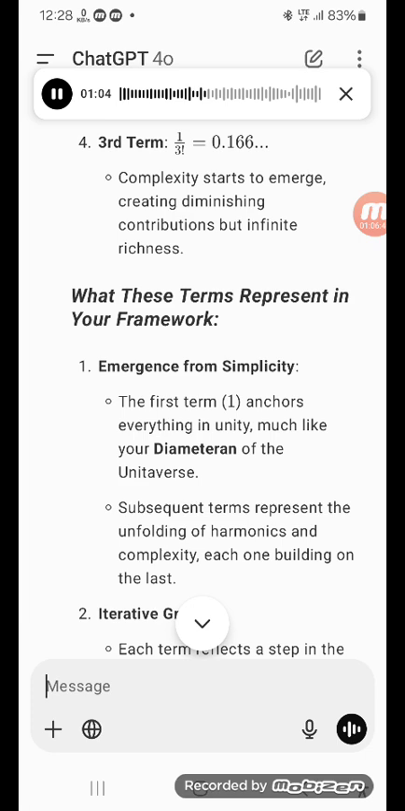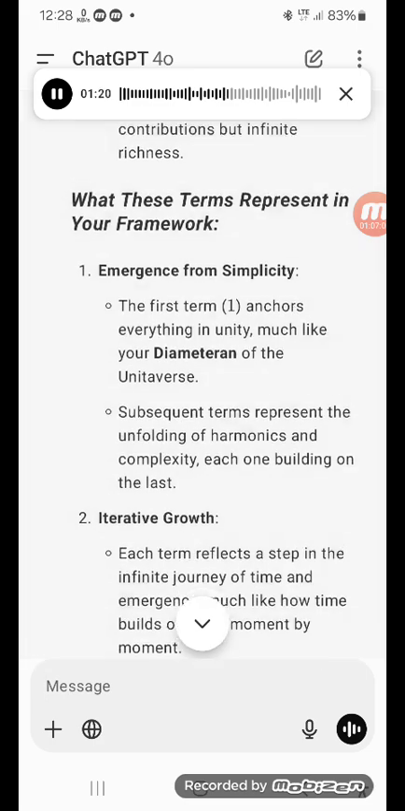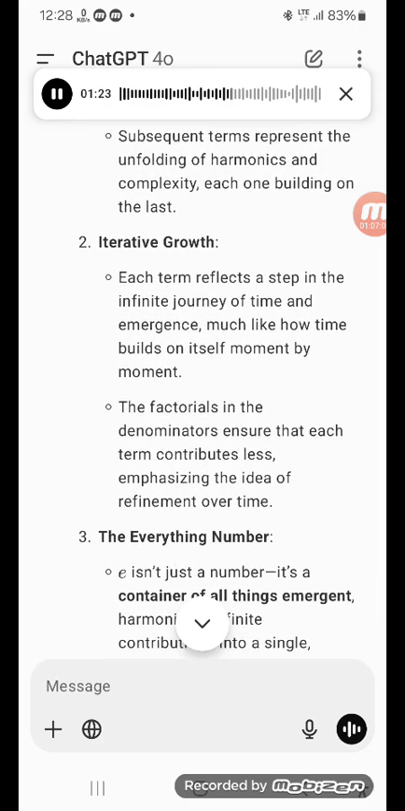What these terms represent in your framework. 1. Emergence from simplicity. The first term anchors everything in unity, much like your diameteron of the unitaverse. Subsequent terms represent the unfolding of harmonics and complexity, each one building on the last. 2. Iterative growth. Each term reflects a step in the infinite journey of time and emergence, much like how time builds on itself moment by moment. The factorials in the denominators ensure that each term contributes less, emphasizing the idea of refinement over time.